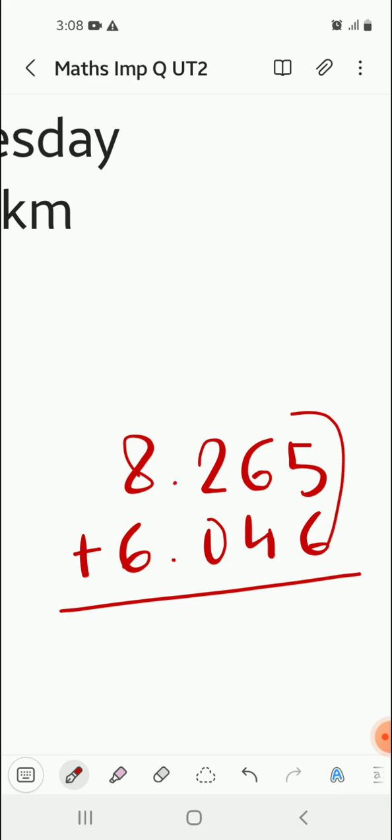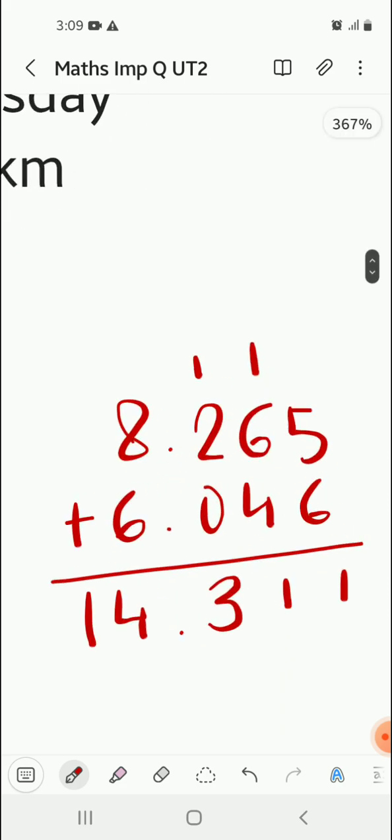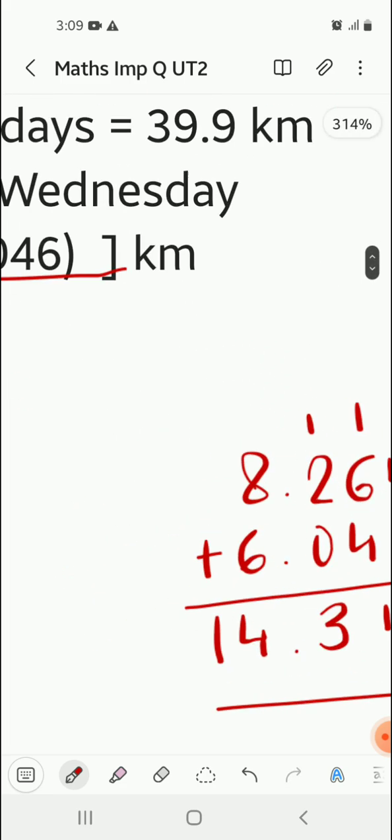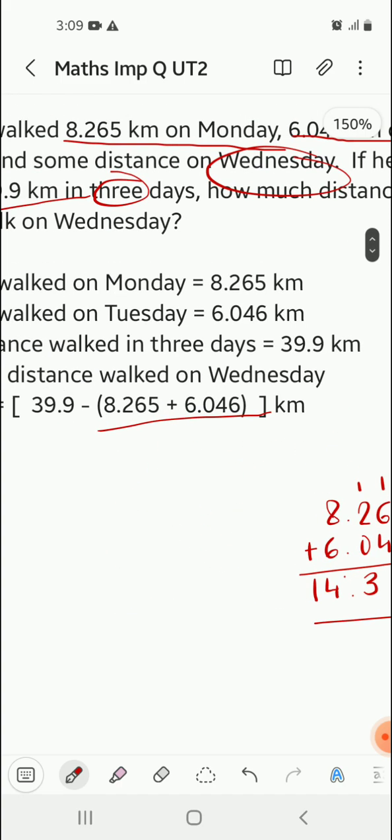6 plus 5, 11. 6 plus 4, 10 plus 1, 11. 2 plus 1, 3. And 8 plus 6, 14. So we have got the decimal place placed right one after the other, in the same synchronization. So now we have got 14.311.